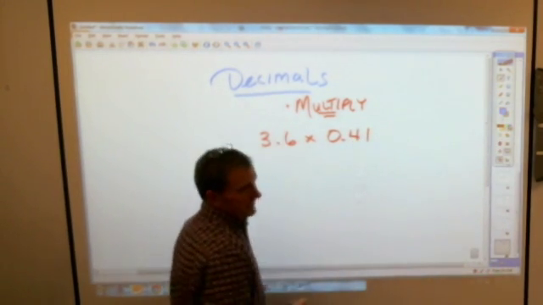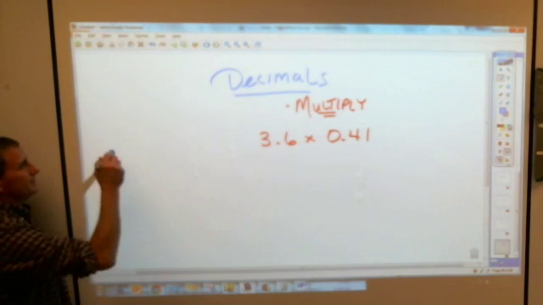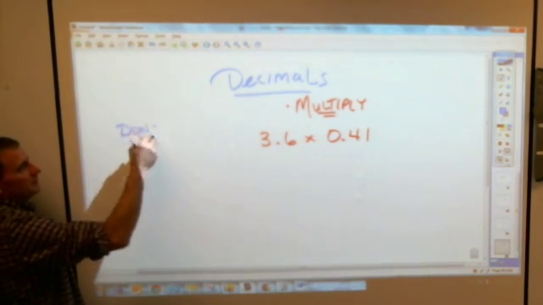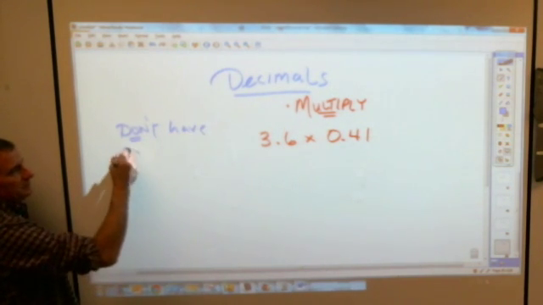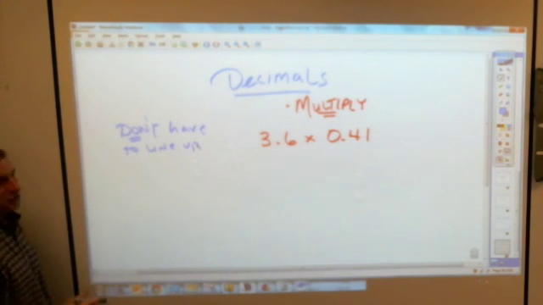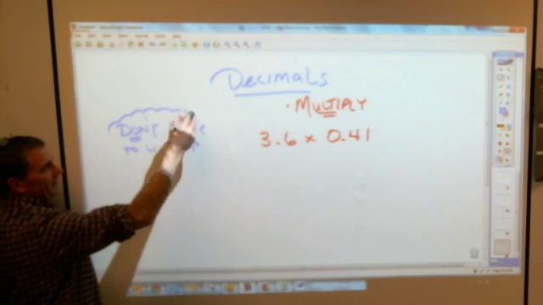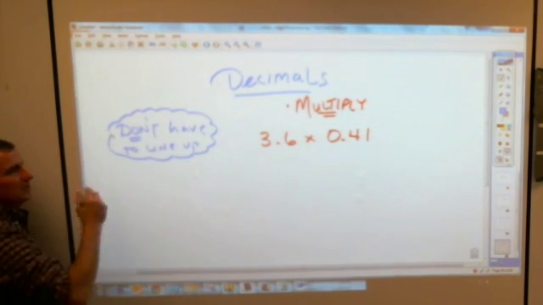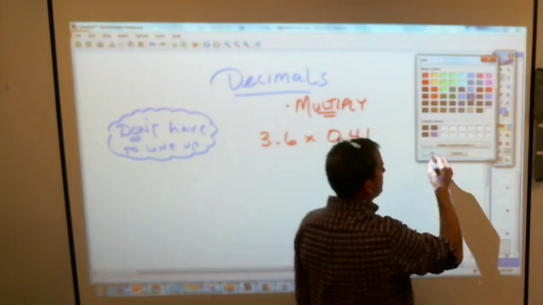Okay. Please understand, like I said before, we just got done adding and subtracting decimals. That rule does not apply. You don't have to line up the decimals. I mean, sometimes they may end up being lined up, but you don't have to. Just keep that in mind. That's only adding and subtracting that you line up decimals. The rules for multiplying decimals are pretty simple.